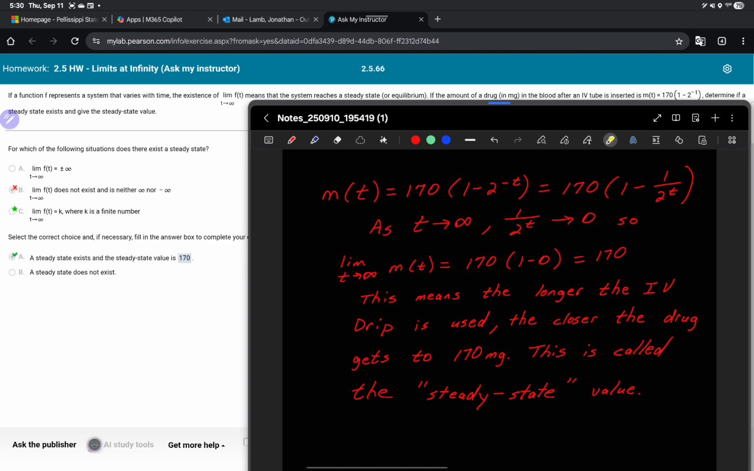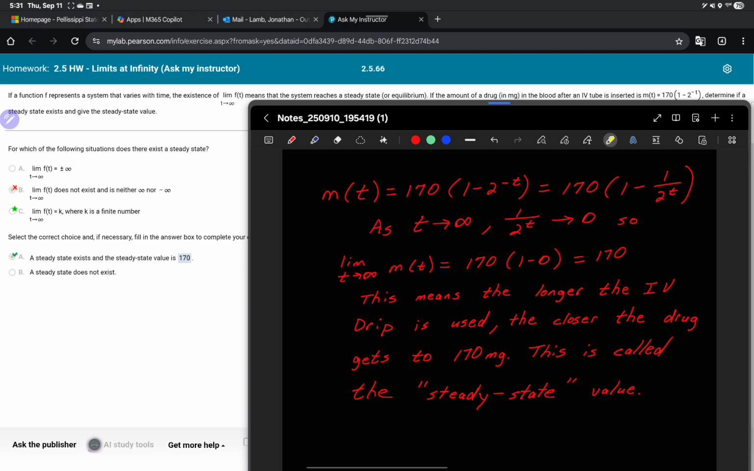Okay, so what I need to do in this problem is rewrite the function that they gave me, m as a function of t, 170 times (1 minus 2 raised to the negative t), and I rewrite it as 170 times (1 minus, instead of that negative exponent, that 2 belongs in the denominator in a 1 over 2 to the t). This allows me to think about it better.